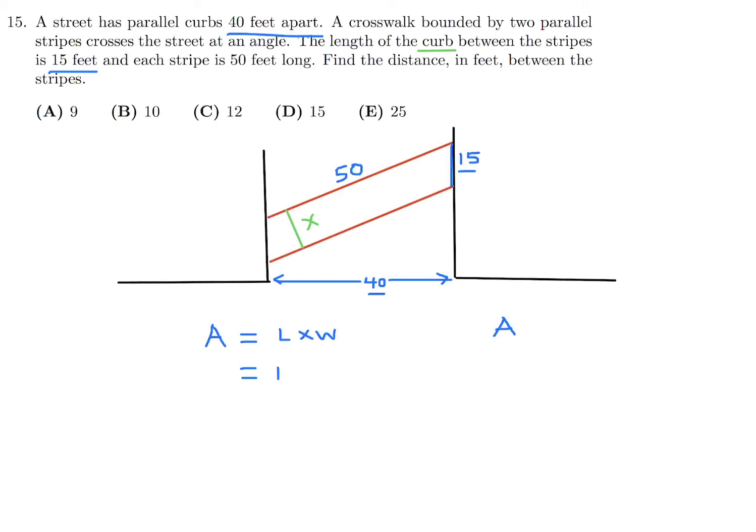15 is going to be the width and the length is going to be 40. So this is 600. Okay? That's one way of figuring out the area.